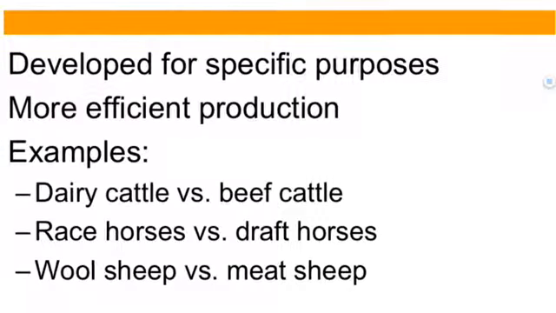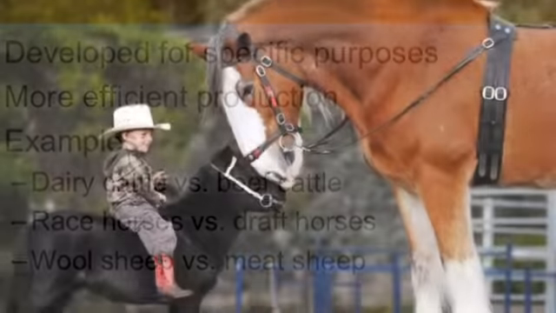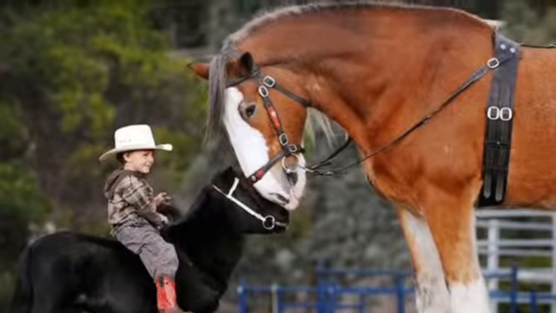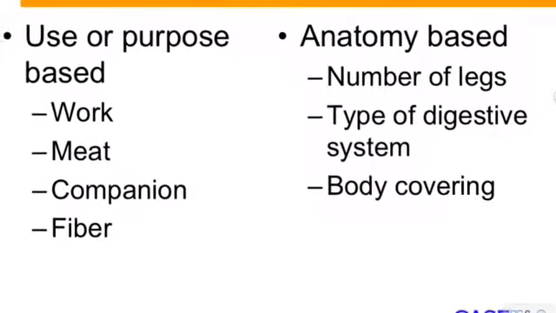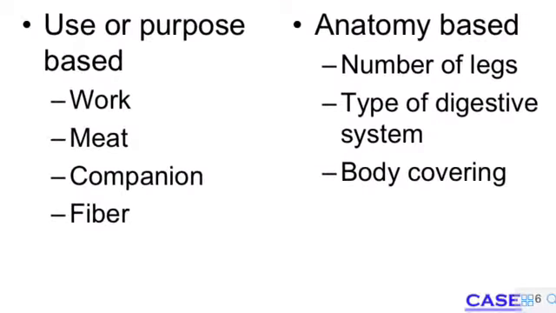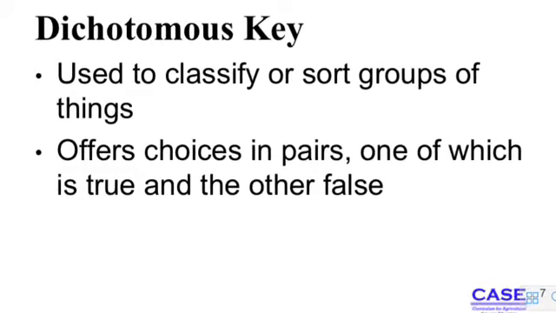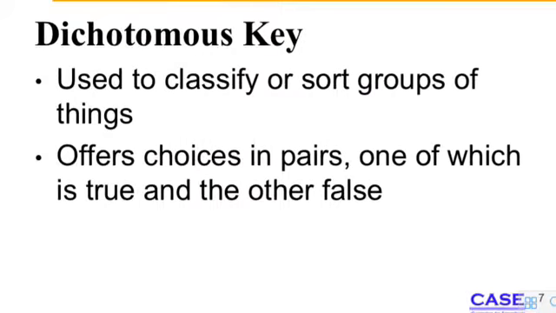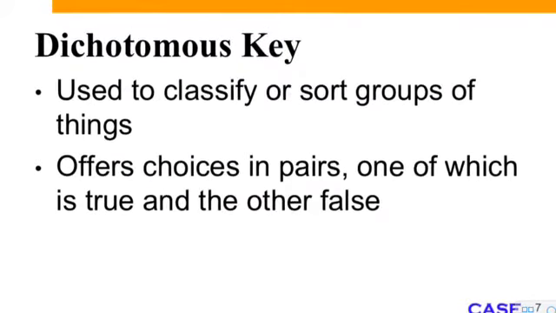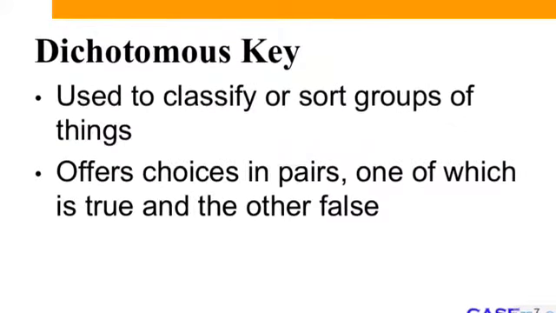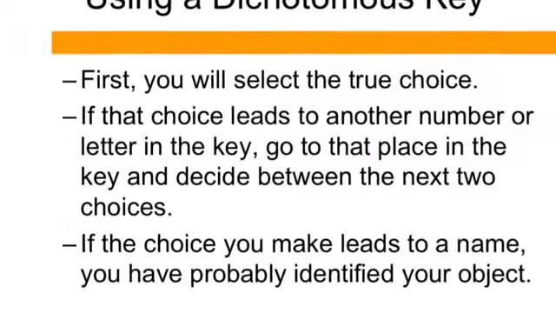Some examples: we have dairy cows, we have beef cows, we have race horses, we have draft horses, we have wool sheep, we have meat sheep, we have little horses, miniature horses. Other classifications are based on their purpose or their use. We have workhorses, meat animals, companion animals, and animals for their fiber. We can classify based on anatomy, the number of legs, the type of digestive system, or their body covering.